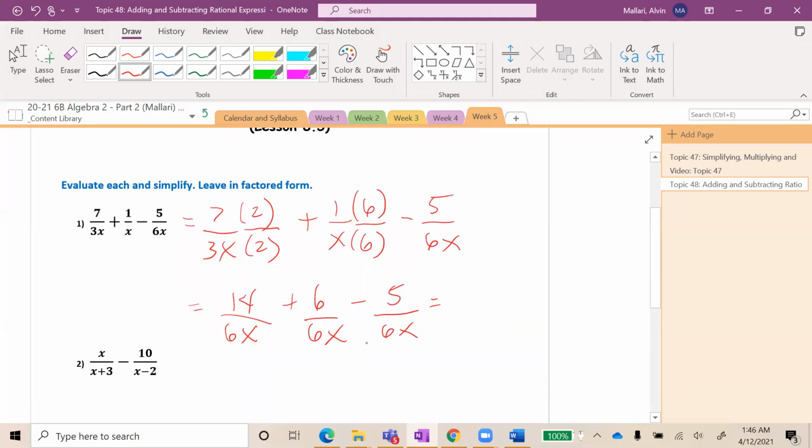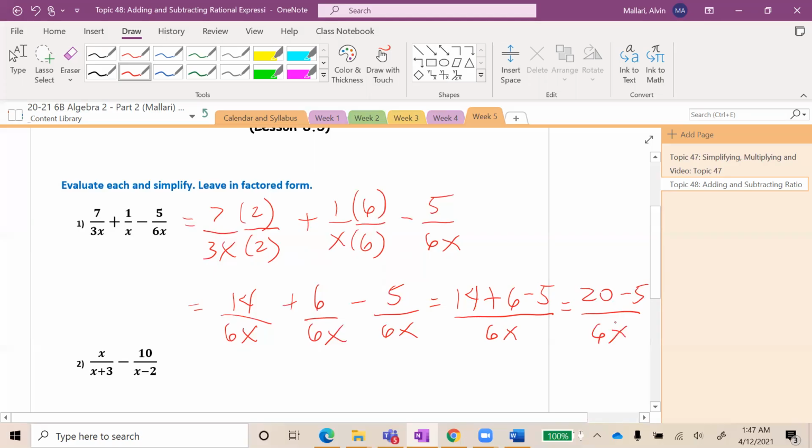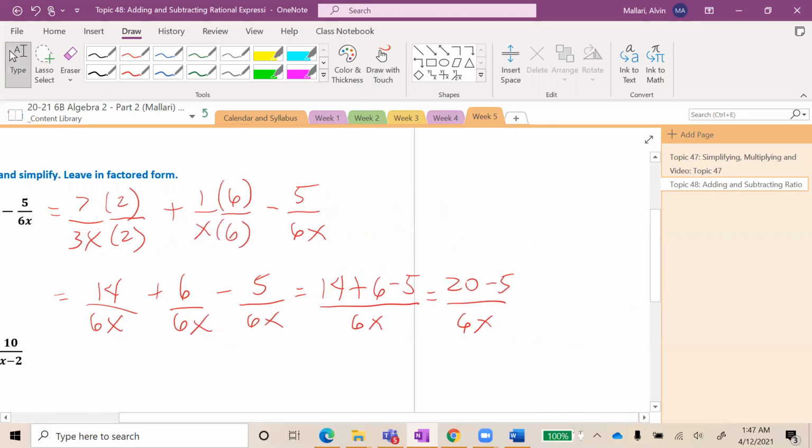So, since we have everything written with the LCD, we can just work with the numerator. So we'll end up having 14 plus 6 minus 5 all over 6x. 14 plus 6 will give us 20. And then we have 20 minus 5, which will be 15 over 6x.